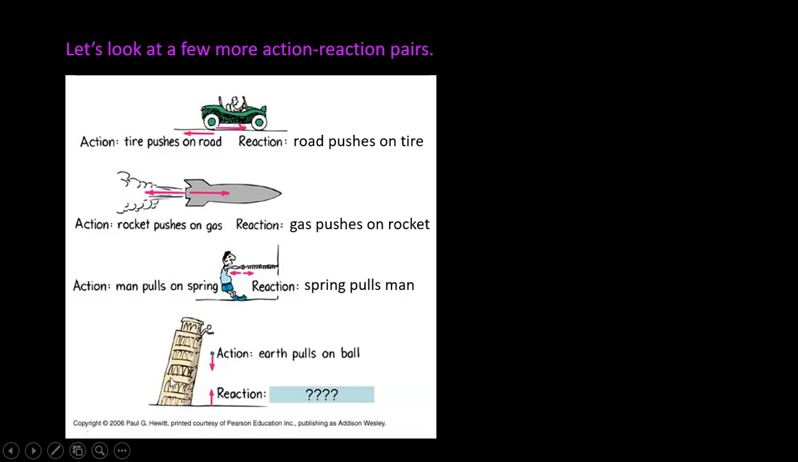And one more. We have the Leaning Tower of Pisa, and this person's dropping a ball off of it, and the action force is the Earth's gravity pulls on the ball, so this is the action force. What is the reaction force? This one's a little tricky. The ball is pulling up on the Earth, so the ball is exerting a gravity force on the Earth and pulling the Earth up. Of course, to us, we just see the ball falling. We don't see the Earth moving up, and that's because the Earth just moves a teeny bit, much smaller than we or any instrument could detect.